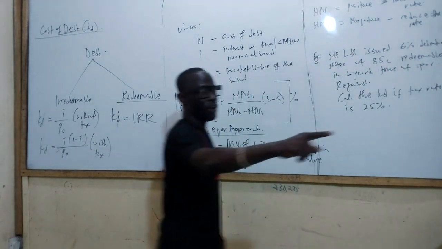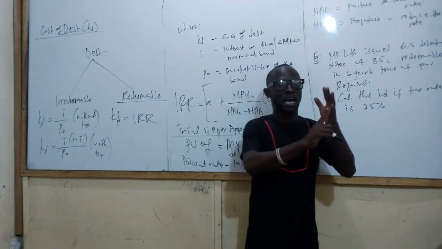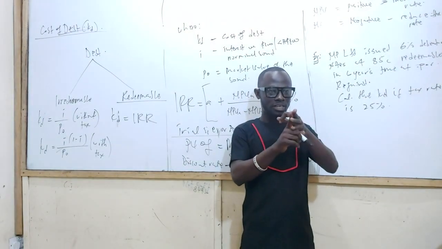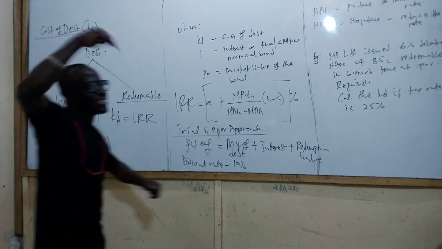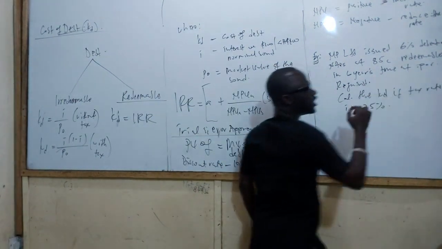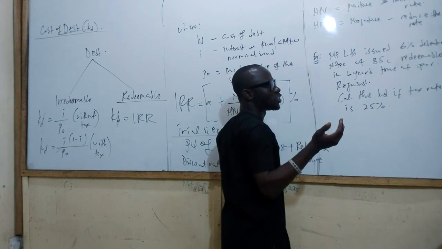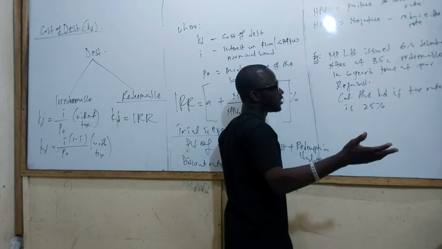Remember, I told you that debt can be redeemed at par, at premium, and at a discount. You remember that? So these are the three things. So in this question, we are told it is redeemed at what? Par. If it is redeemed at par, it means it is redeemed at how much? $100 or 100 Ghana cedis.